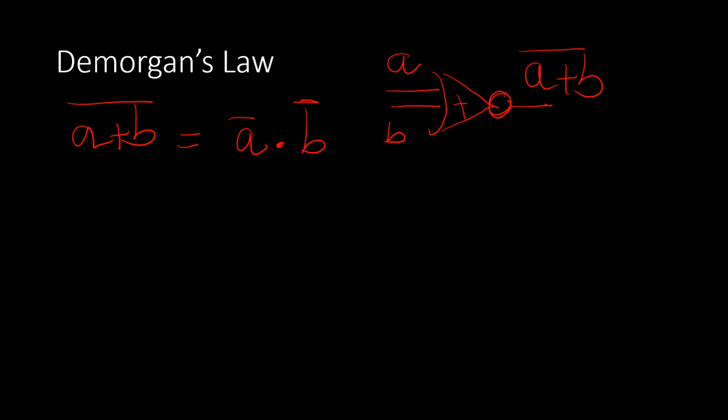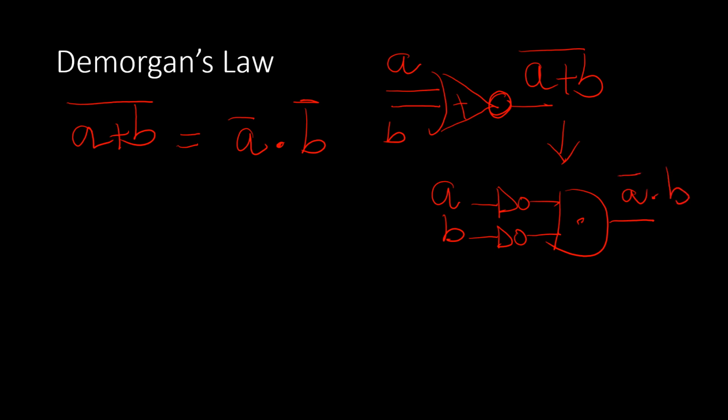This is equivalent to the variable A inverted, the variable B inverted, and ANDed together. So it seems we are converting a NOR operation to an AND operation, but where the inputs are complemented. So this is equal to A complement ANDed with B complement. This is the first De Morgan's law.